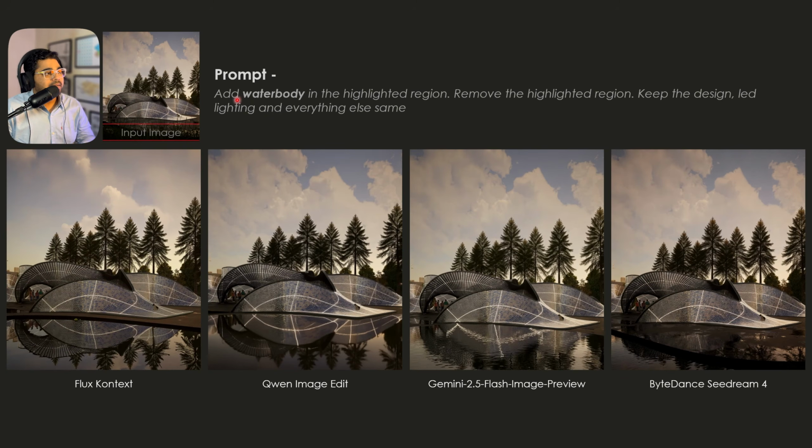Similarly, in the next example, I said add a water body in this highlighted region. Again, in this case, I think the win goes to FluxKontext. Because with QwenImage and NanoBanana, although they added the water body, I think it's become too close to the building. Like you can't walk around the building. And also I had specified the band till here. So I think they did not do a good job. So again, in this case, FluxKontext wins.